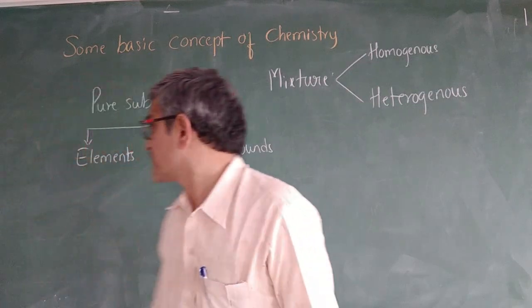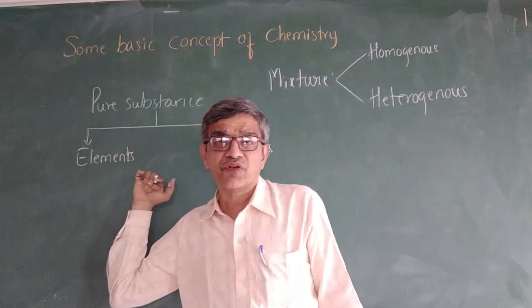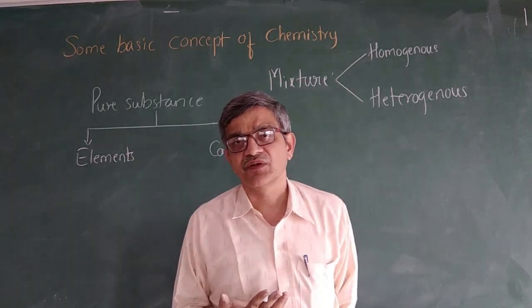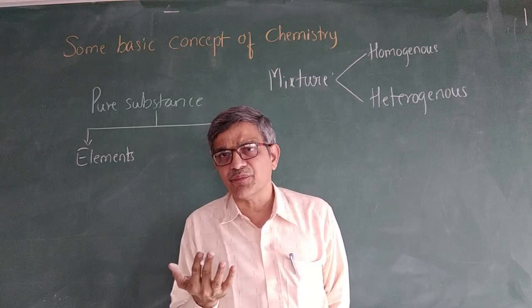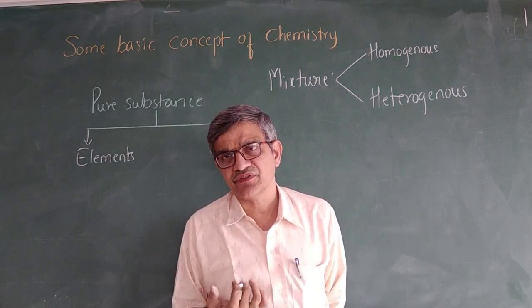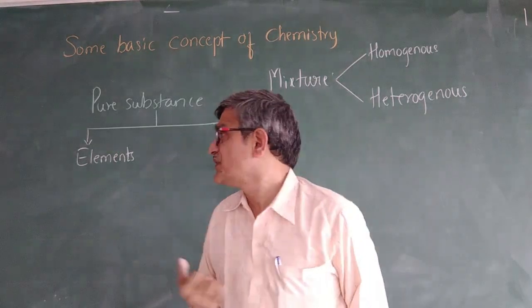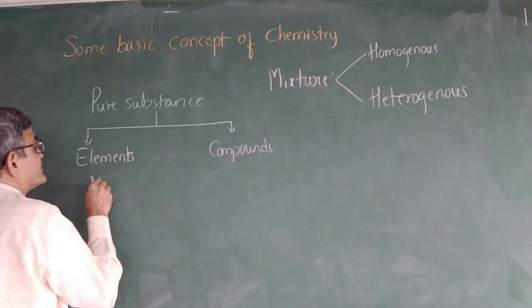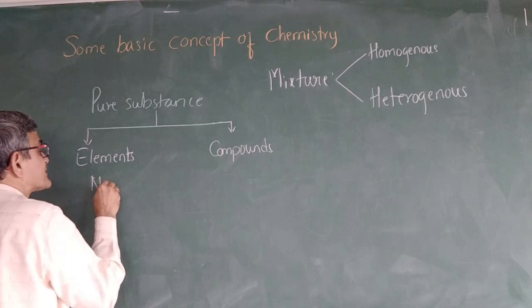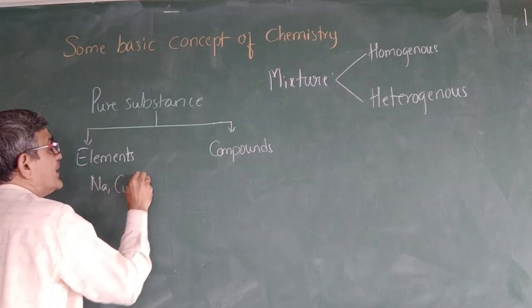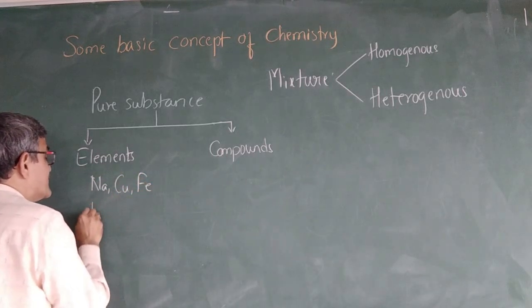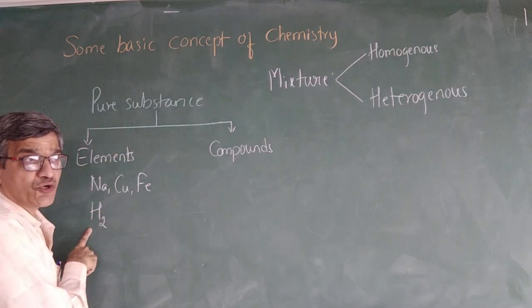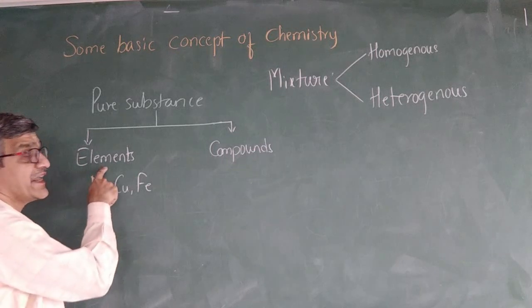What do you mean by this difference? Elements are what we can see in the periodic table, or having only one component. That is nothing but elements. For example: sodium, copper, iron, hydrogen. H2 is written for hydrogen. It is a hydrogen molecule, but it is an element.